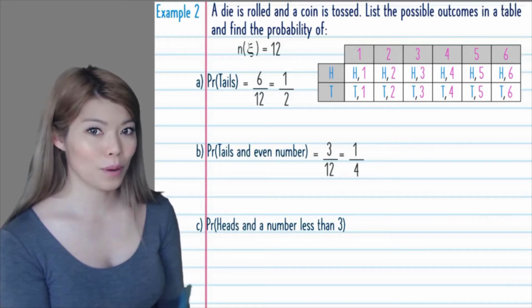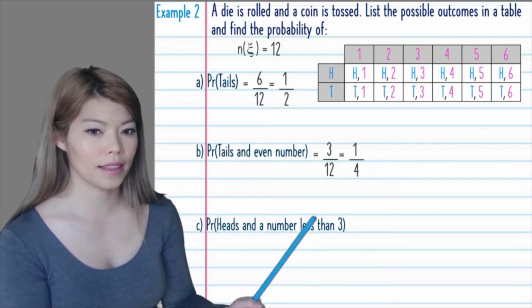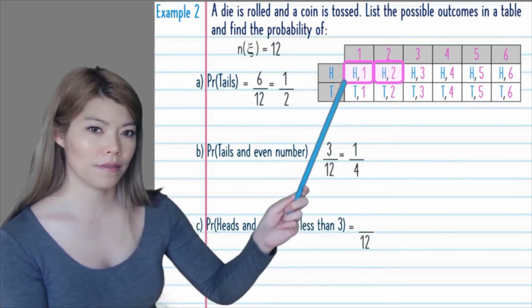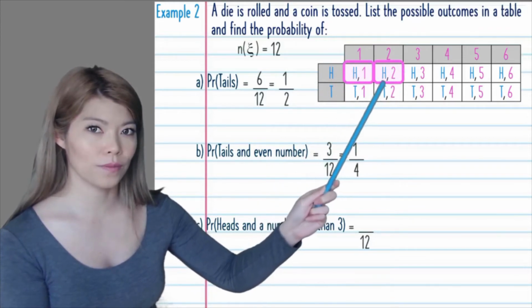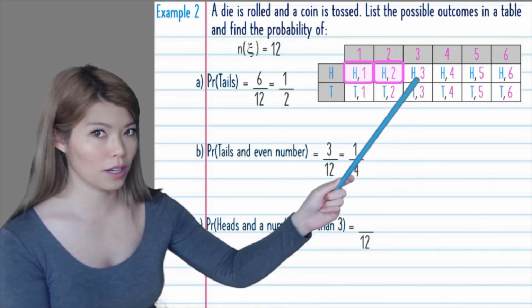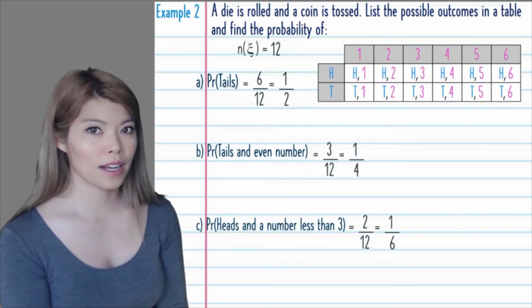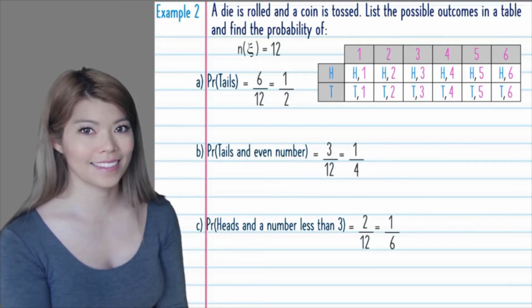Part C, probability of heads and a number less than 3. So we can look at the table. It's quite easy to see that we have less than 3 as 1 and 2. 3 is not less than 3, so make sure you don't include that. So we have 2 choices out of the 12, which simplifies to be 1 over 6.